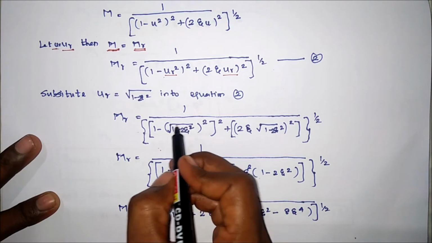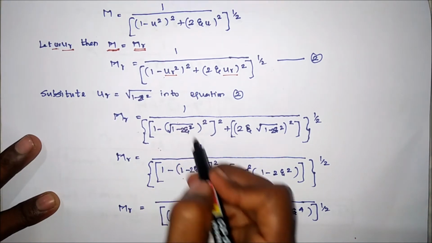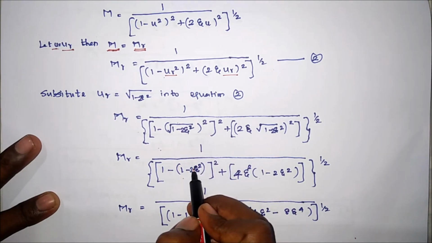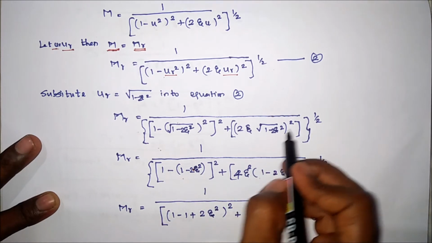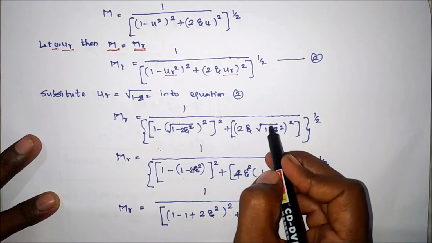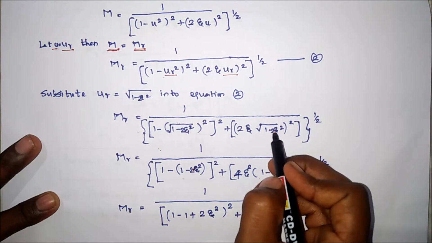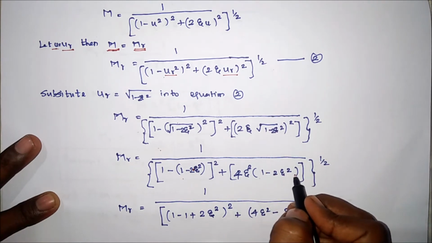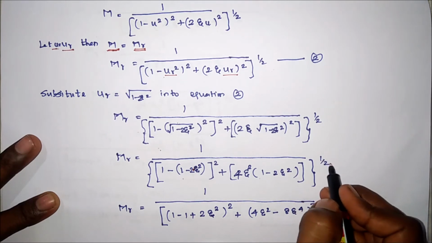So now this square and this square root will get cancelled. So we will have this term. Then now if we square here, it will become 4 eta square. Then this square will cancel. Therefore 1 minus 2 eta square whole power 1 by 2.